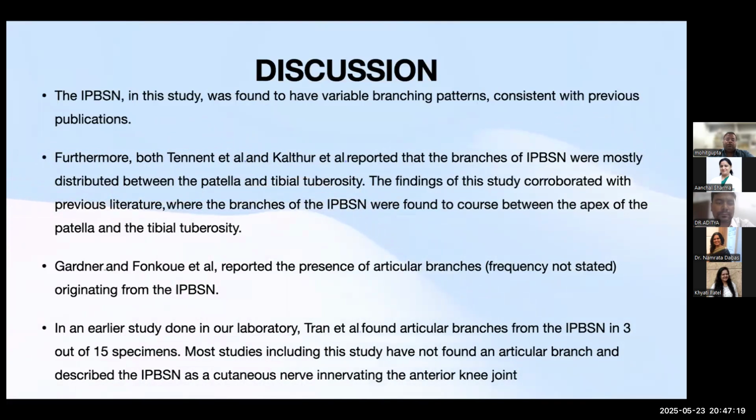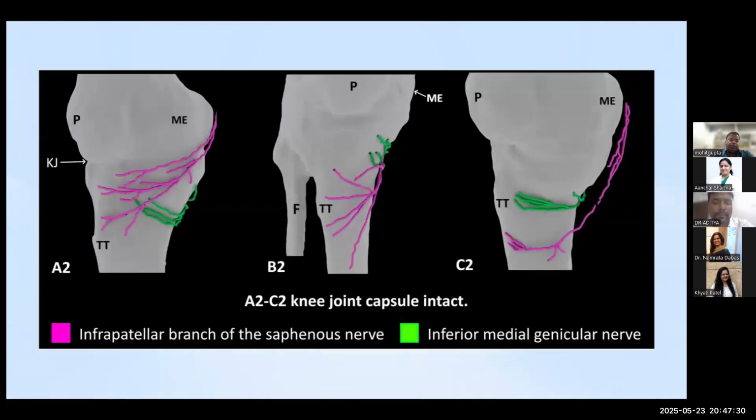The finding of this study corroborated the previous literature, where the branches of the infrapatellar branch of the saphenous nerve were found to course between the apex of the patella and the tibial tuberosity. As we can see in this diagram, the pink one is the patellar branch, and its branches are between the apex of the patella and the tibial tuberosity.